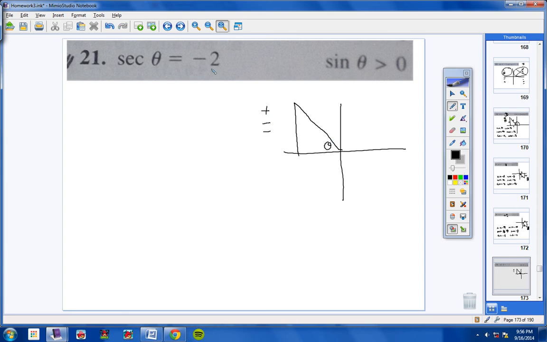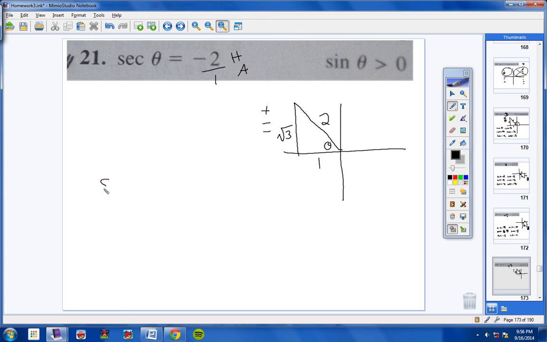All right. So now think about this, students. If cosine is adjacent over hypotenuse, then secant is hypotenuse over adjacent. So your hypotenuse is 2 and your adjacent side is 1. If you use Pythagorean's theorem, you will get square root of 3. I think I did that in my head. Let's see, 4 minus 1, yes, square root of 3.